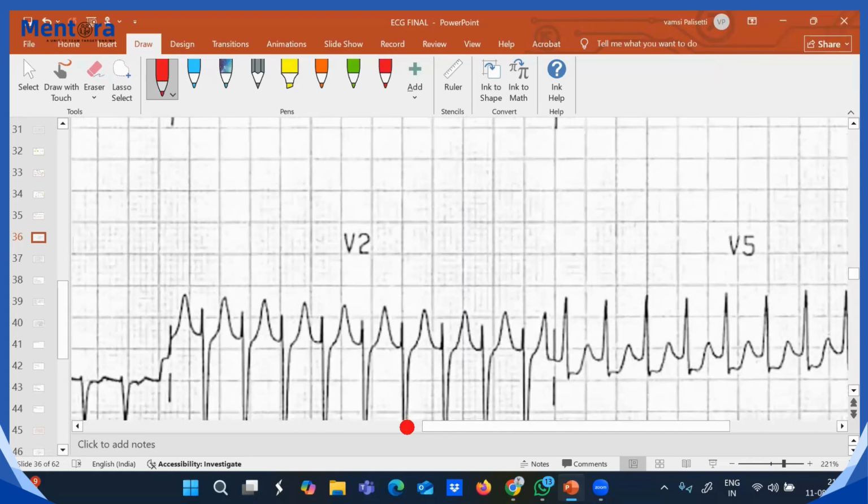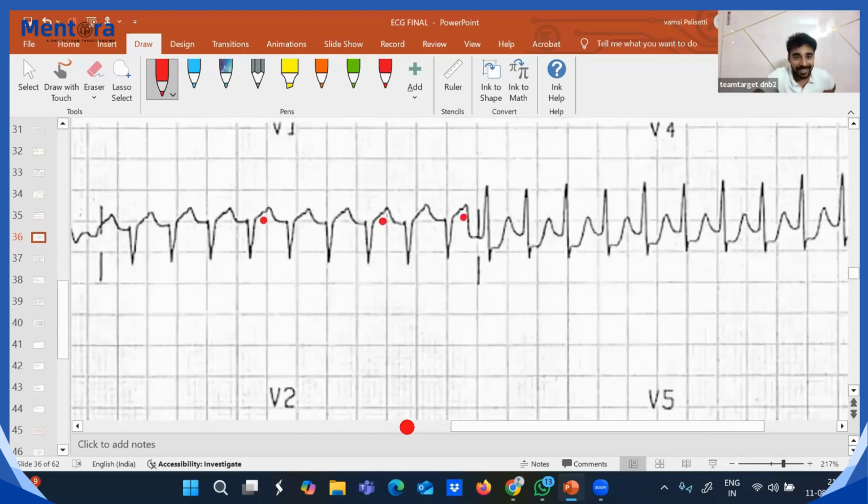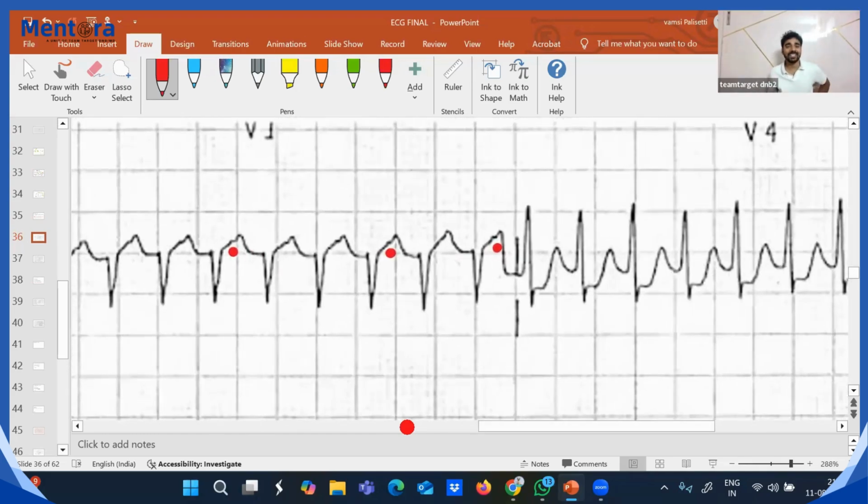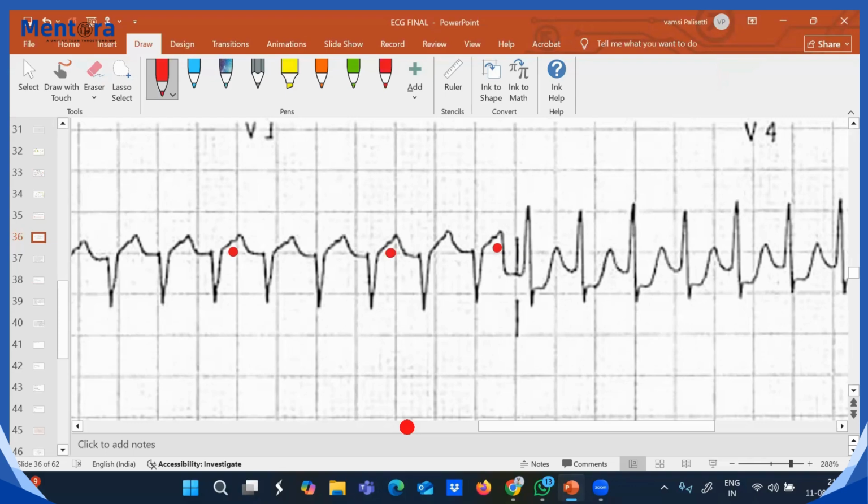Yes, sir. This is AVRT. In AVNRT, the P wave will be just near the QRS complex, maybe just near the end of the QRS complex, or it will be submerged in the QRS complex. In AVRT only, you will have some distance between the QRS and the P wave. Okay? Yes, sir.